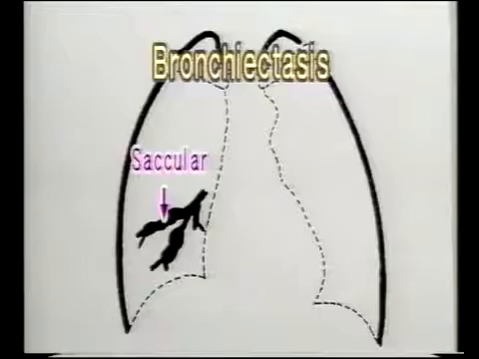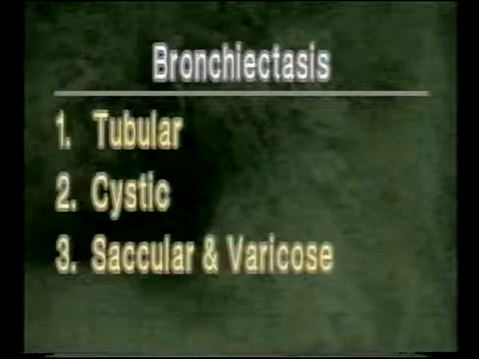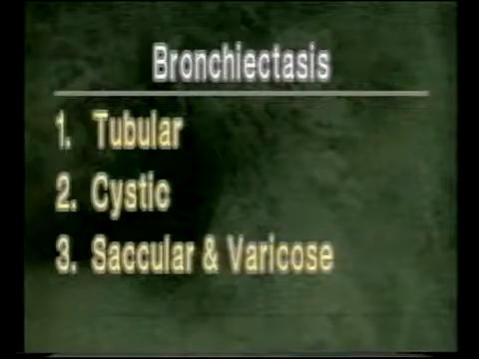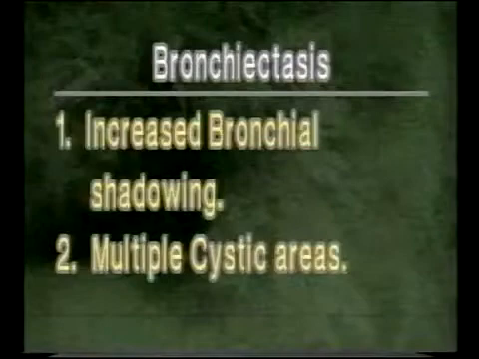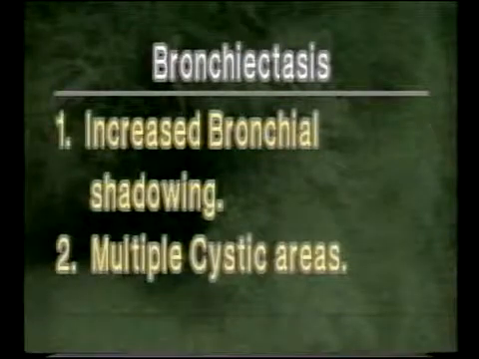To revise, bronchiectasis is of 3 main types: tubular, cystic, and saccular, as seen on bronchography. On plain X-ray, there is increased bronchial shadowing which may contain multiple thin-walled cystic areas.